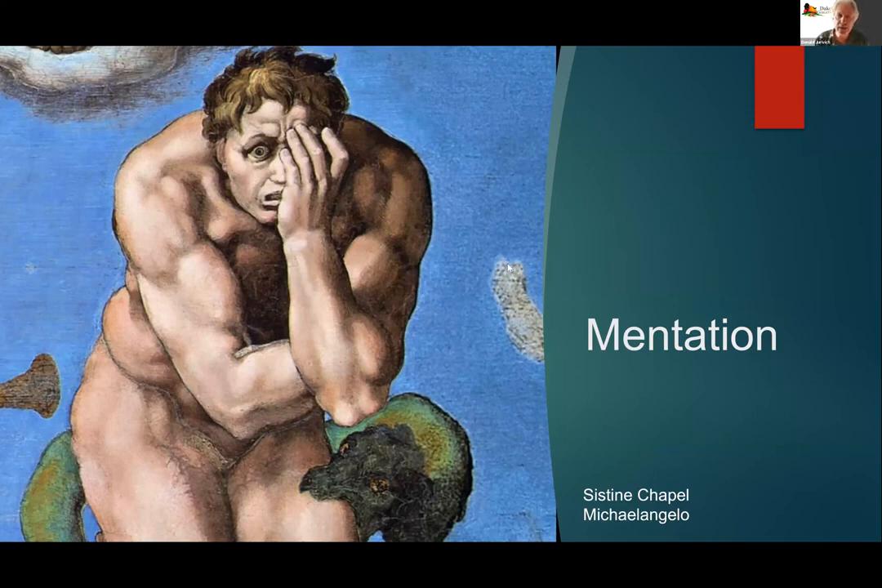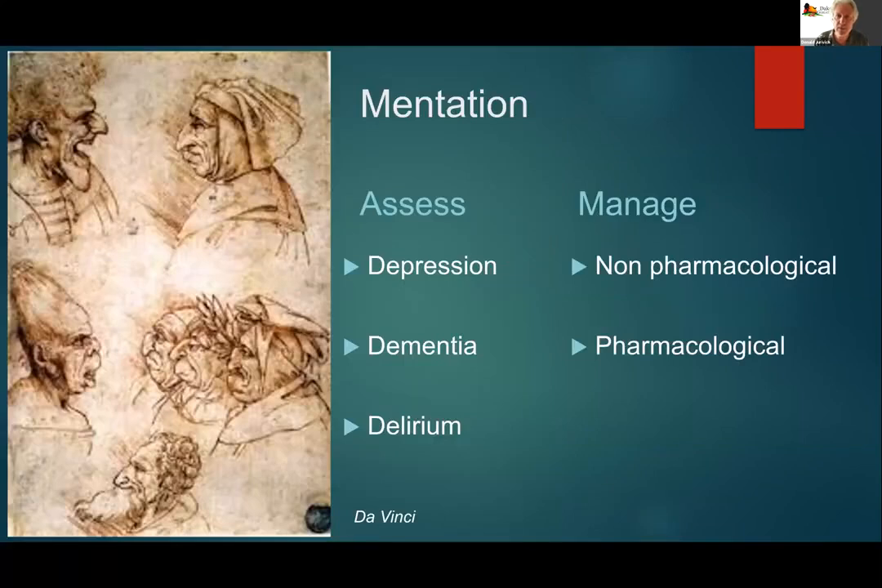So when we practice the 4 M's with looking at mentation, we want to firstly use tools of assessment such as depression scales. The PHQ-2 is one tool. Dementia, and looking at delirium through maybe the confusion assessment method. And then we want to consider both non-pharmacological as well as pharmacologic interventions to deal with these.